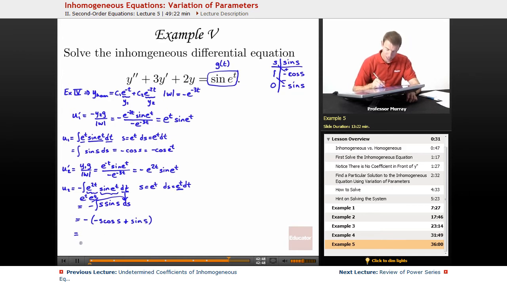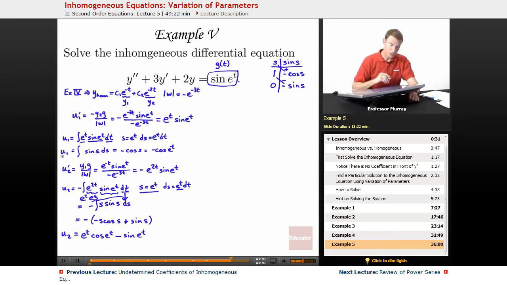And if I distribute my negative back in, oh, by the way, remember we don't have to include the c when we're integrating to get these u's. So that's one nice thing you don't need to worry about. If I distribute my negative back in, I'll get positive s cosine s, and let's remember that s was e to the t. So e to the t times cosine of e to the t, negative sine s, because there was a negative on the outside, negative sine of e to the t. So that's my u2 there. So now I've found u1 and I've found u2.